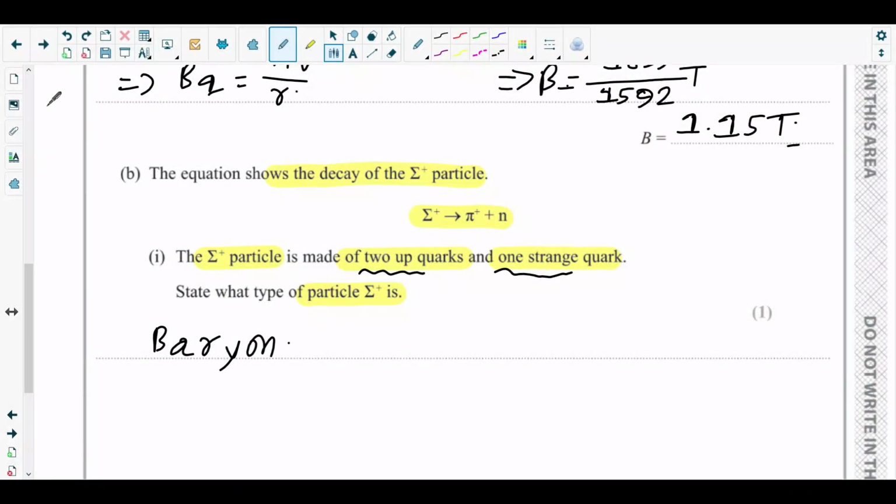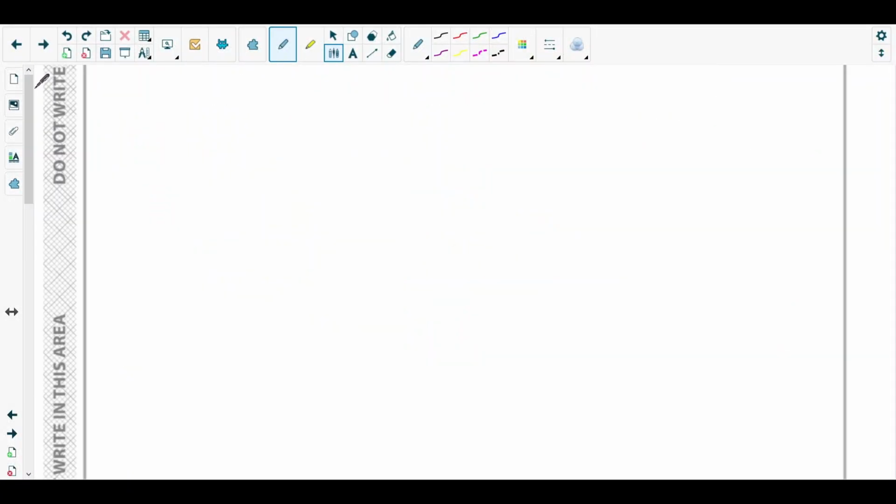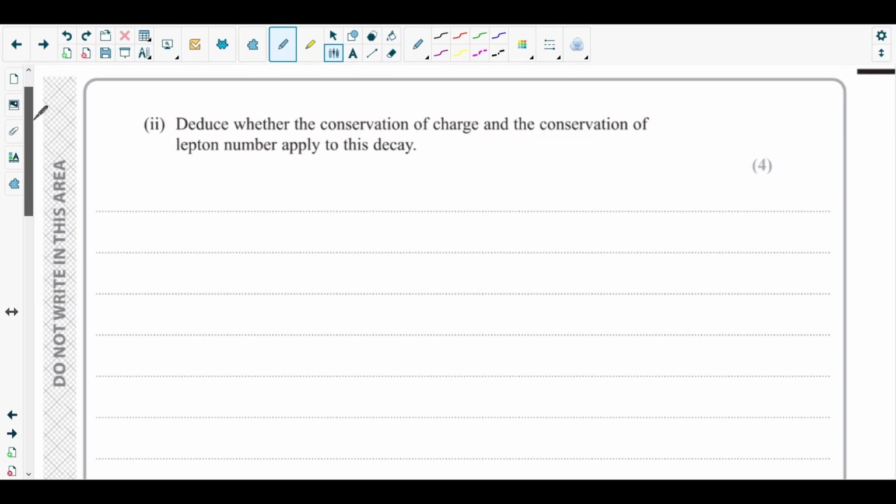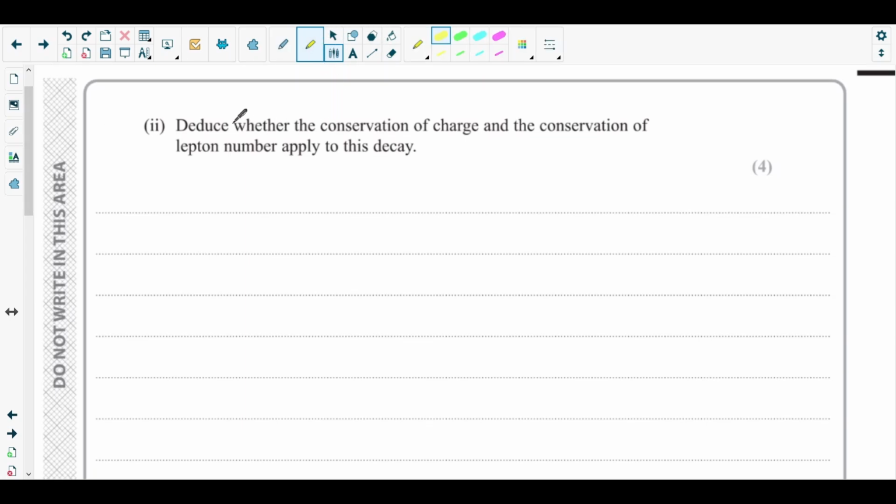Okay, next is part B2. In part B2, the question is asking to deduce whether the conservation of charge and the conservation of lepton number apply to this decay. We have to deduce whether charge is conserved or not and whether lepton number is conserved or not. At first consider the charge.